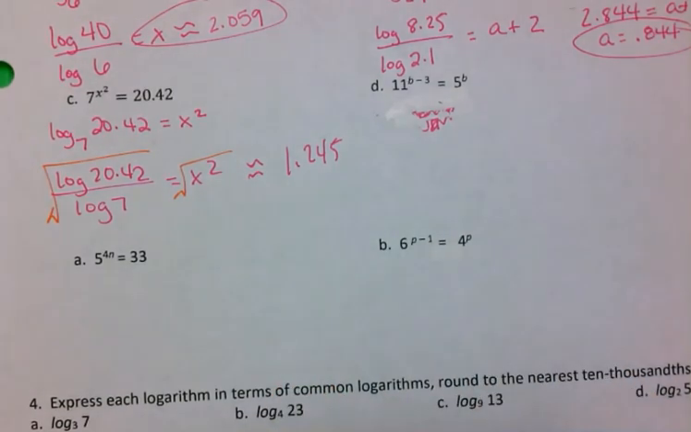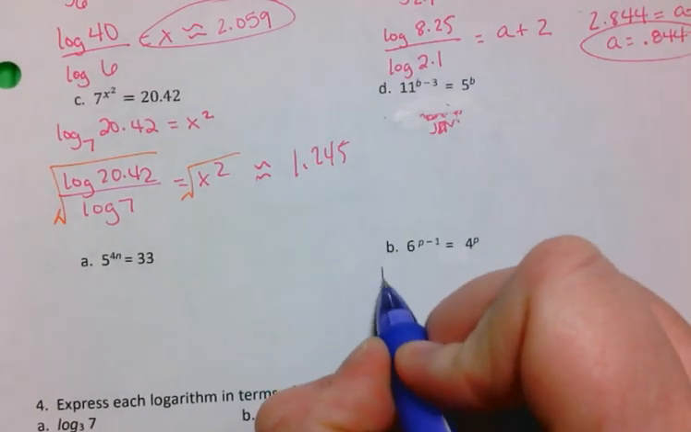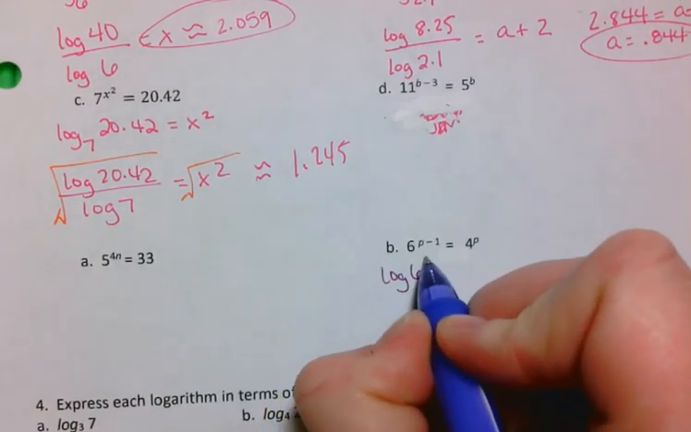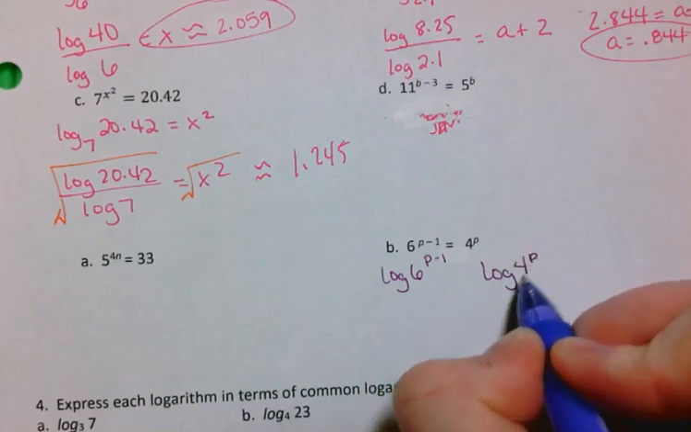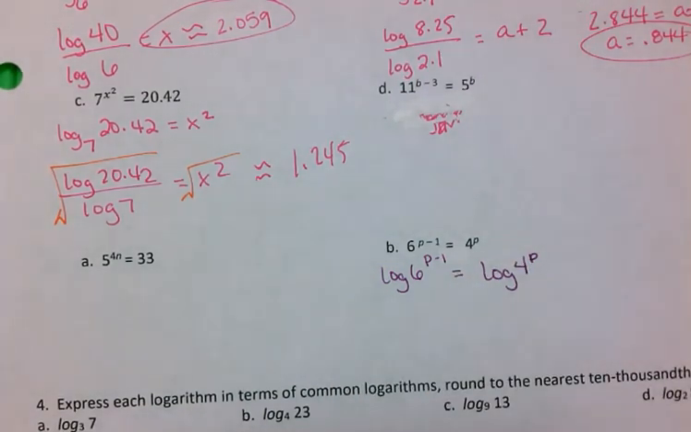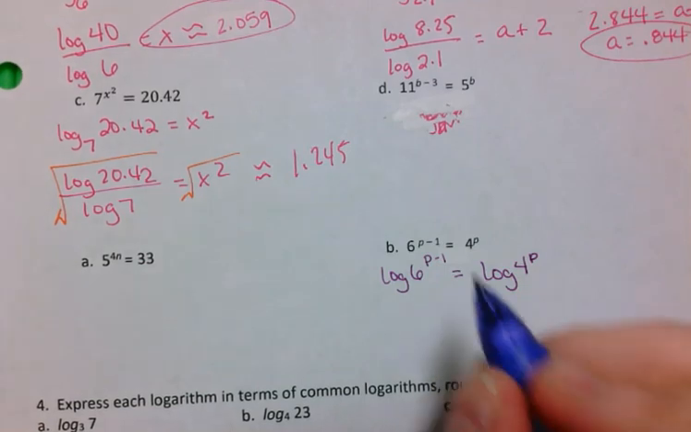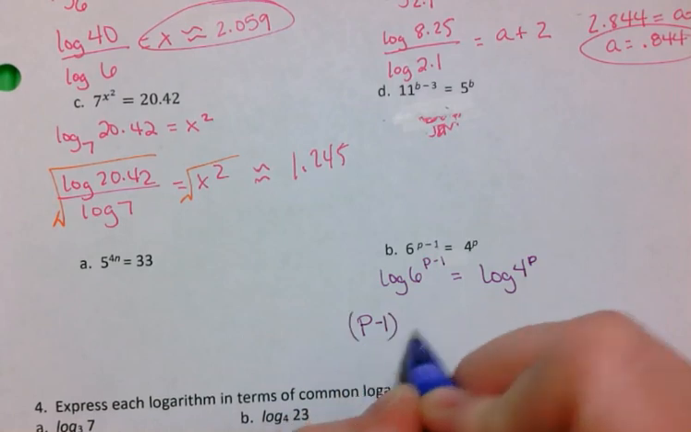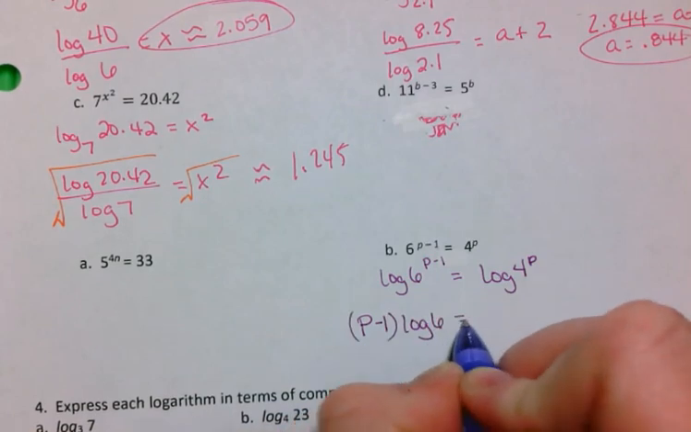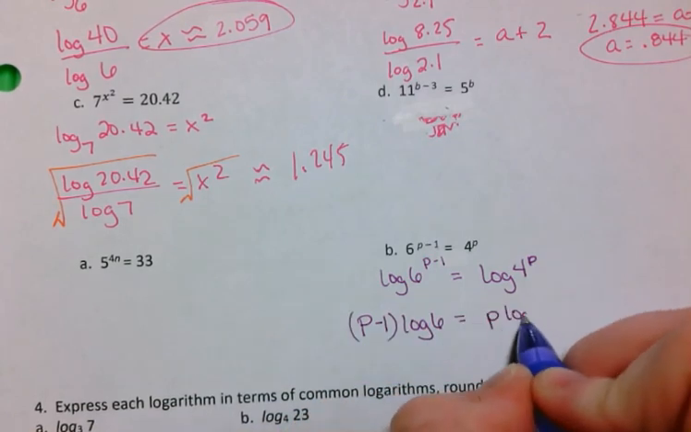So what I'm going to do first is take the log of both sides. So log of 6 to the p minus 1 equals log of 4 to the p. Then I'm going to apply the power rule and bring the exponent in front. So p minus 1 times log of 6 equals p log of 4.